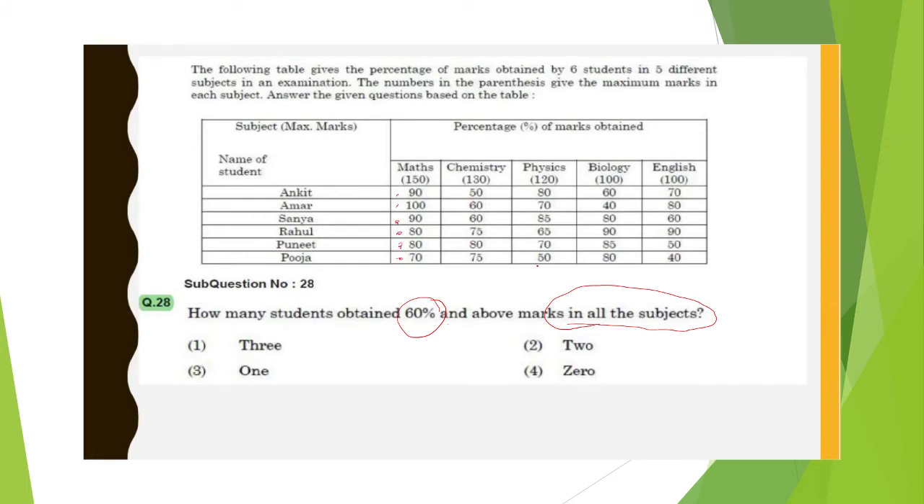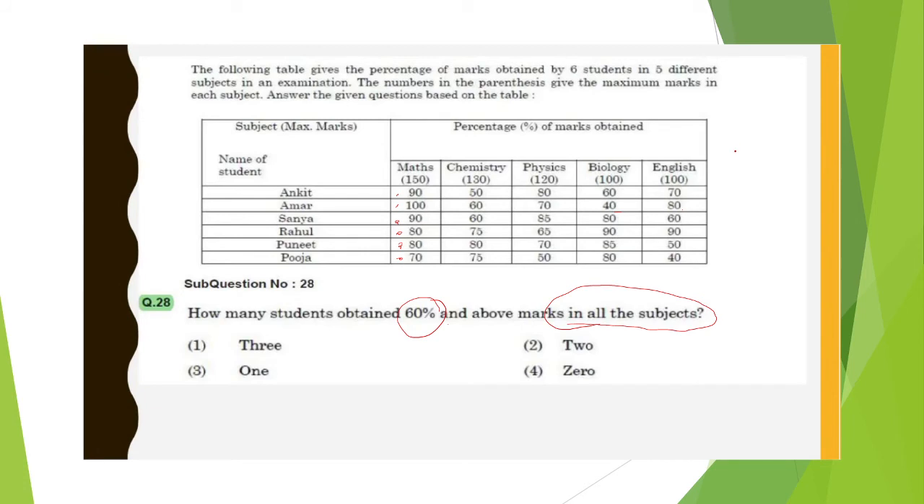Okay, I told you now how to find the average. Normally we have to do the sum of all the percentages and divide by the number of subjects. But here, first of all, we have to observe. We can eliminate some of the students. Here Ankit got 90, 80, 60, 70, 50. And Amar got 100, 60, 70, 40, 80.